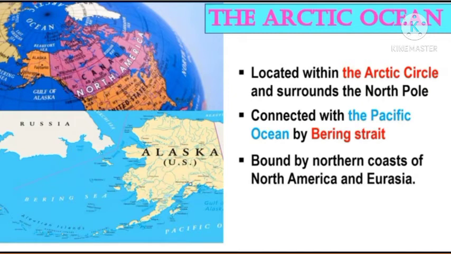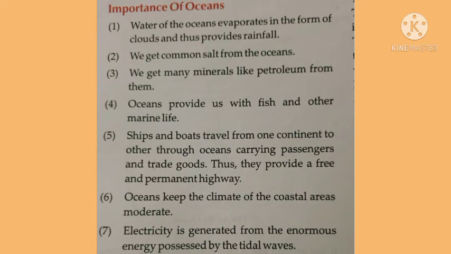It is connected with the Pacific Ocean by a narrow stretch of shallow water known as the Bering Strait. It is bound by the northern coast of North America and Eurasia. Children, the Arctic Ocean lies around the North Pole and extends in the south up to the Arctic Circle. Therefore, most parts of this ocean remain covered with thick ice sheets throughout the year. Thick drifting icebergs are a common feature of the Arctic Ocean. The Arctic Ocean is bordered by three continents: North America, Europe, and Asia. It merges with the Atlantic Ocean between Greenland and Scandinavia and is linked to the Pacific Ocean through the narrow Bering Strait. Children, now we can look at the importance of oceans.